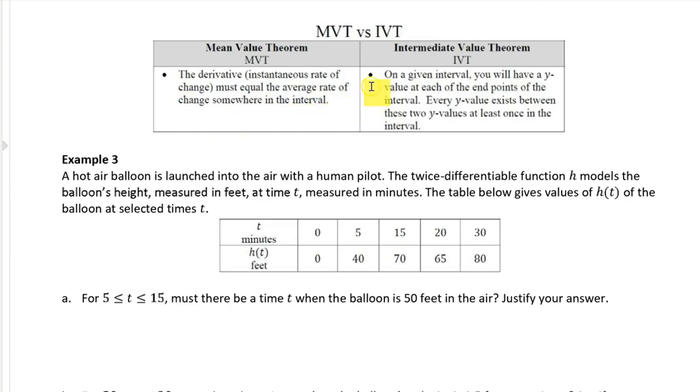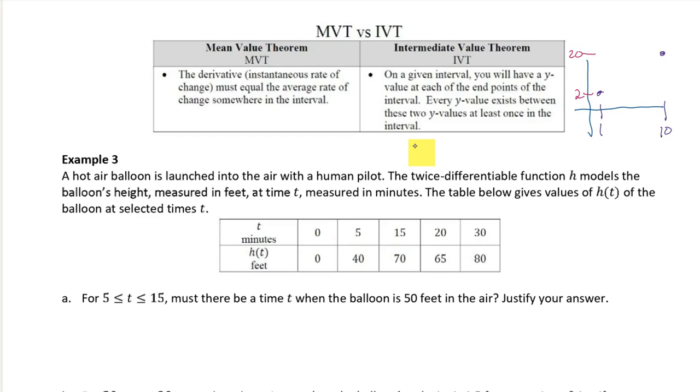The intermediate value theorem says on a given interval, you will have a y value at each of the endpoints of the interval. Okay, so maybe I have this graph that looks something like this, and I've got a point over here and a point over here, and we'll say maybe this is x equals 1 and x equals 10. Doesn't really matter. The intermediate value theorem says that every y value exists between these two y values at least once in the interval. So if this y value here is 2 and this one is, let's just say, 20, okay? Just keeping things easy.